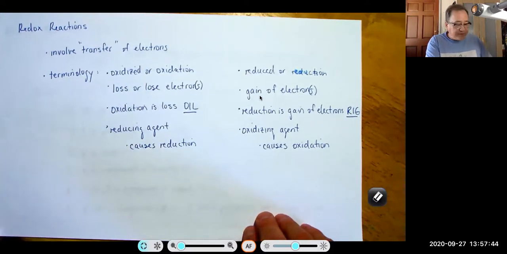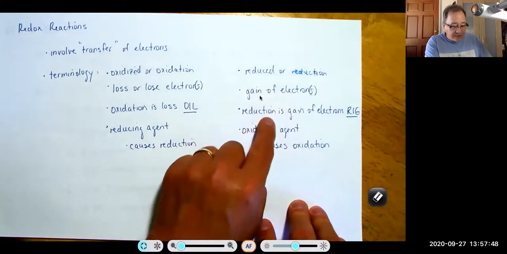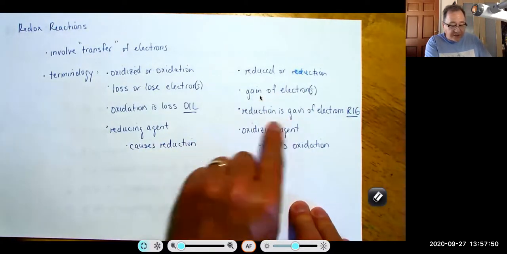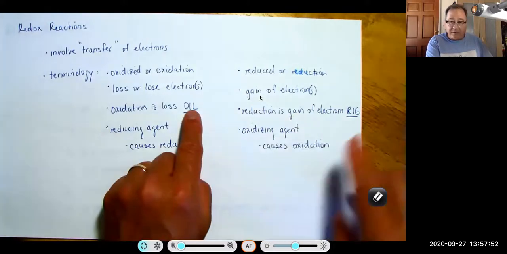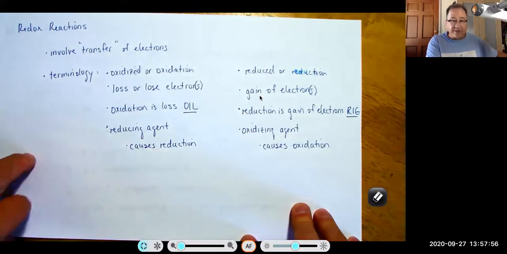And what does reduced mean, or reduction? It means the gain of electrons. Reduction is gain, RIG, OIL RIG. Whatever is reduced is the oxidizing agent. It causes oxidation.